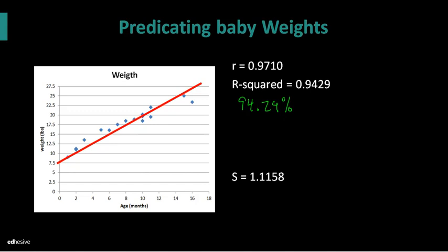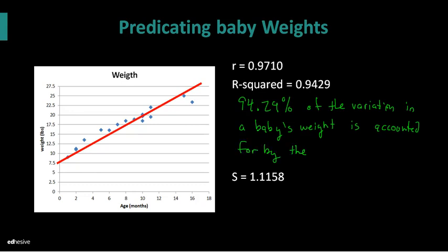So 94.29% of the variation in a baby's weight. Oh boy, my writing is just becoming atrocious here. I really do apologize. I'm going to restart that. In a baby's weight is accounted for by the least squares regression line. And that is very, very powerful. And I hope you truly understand that. But like I said, most kids just remember what to write down, unfortunately.